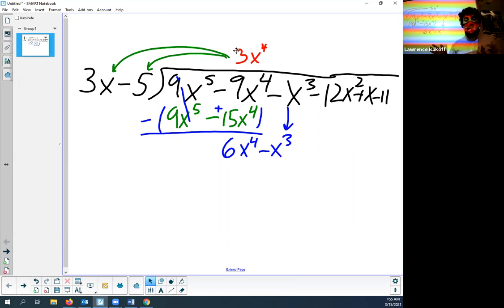I'll give you a second to make sure there are no questions. If there are questions, just let me know. While you're thinking, or if you don't have questions, start thinking: what do I have to multiply 3x by to get 6x to the 4th?